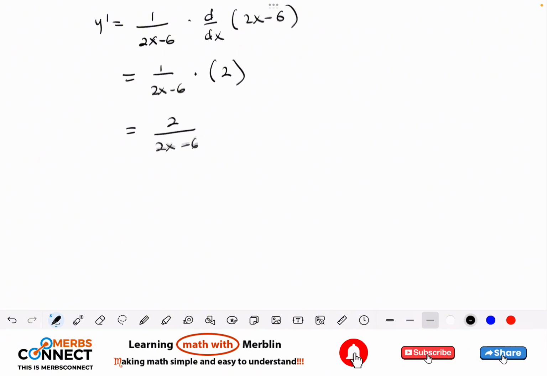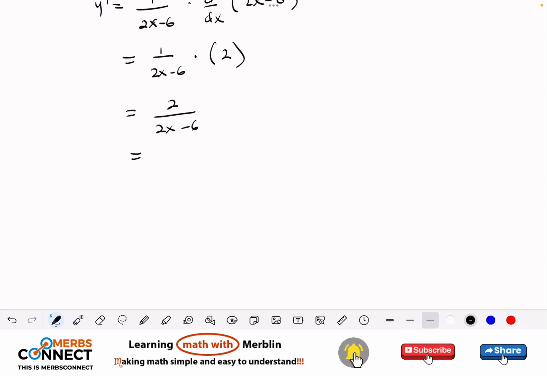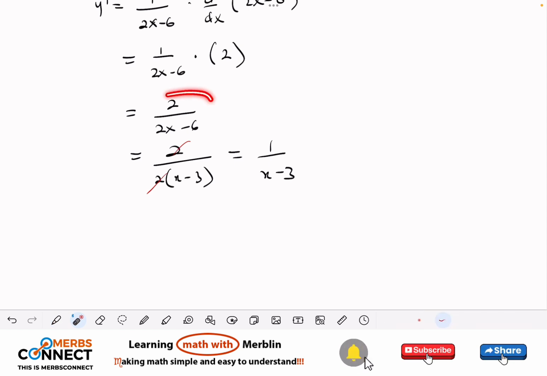Now you can leave your answer here, but if you look at it very well, you can do some simplification. At the denominator, I can factor 2 out, which gives x minus 3. Then this 2 will cancel this 2, so we are going to have 1 divided by x minus 3. But if you cannot see that, you can just leave your answer as it is and it's also right.